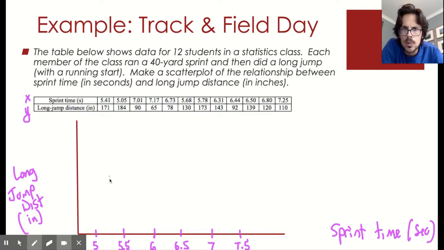My lowest number there is a 65. And I got to get all the way up to 184, it looks like. So I'm going to go by probably tens on this. So I'll go ahead and pause the video and come back with a completed scatter plot, and you guys can pause the video and graph this yourself.